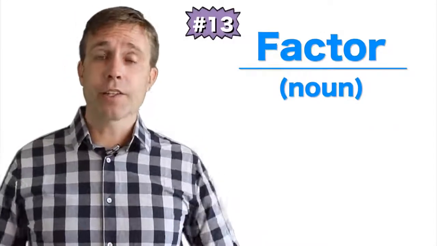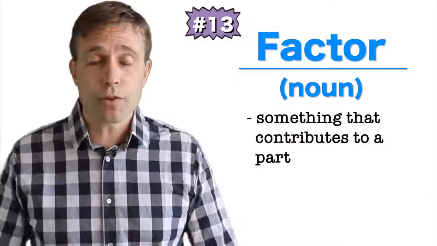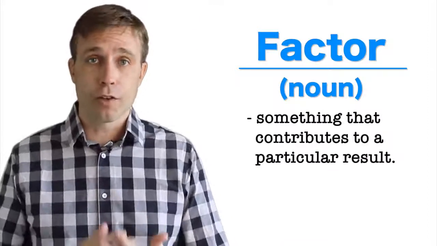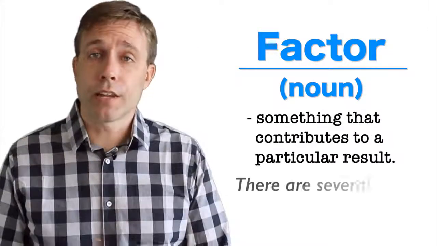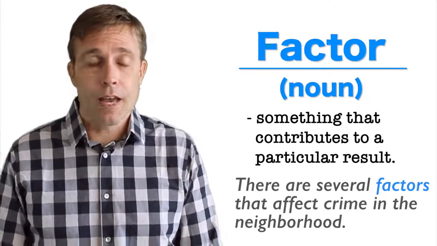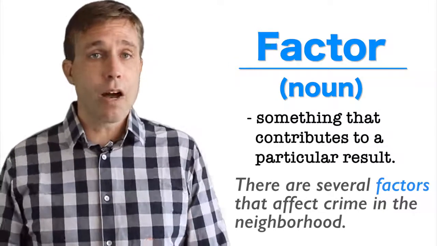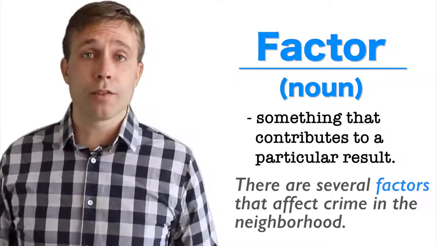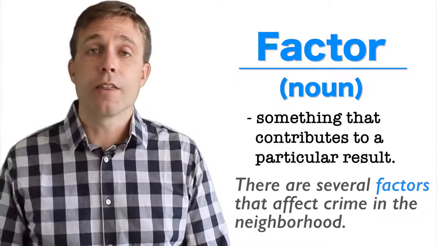Number 13 is factor. And a factor is just something that contributes to a particular result. So we can say there are several factors that affect crime in the neighborhood. And those factors might be poverty, could be police presence, or maybe even cleanliness. There are several factors.